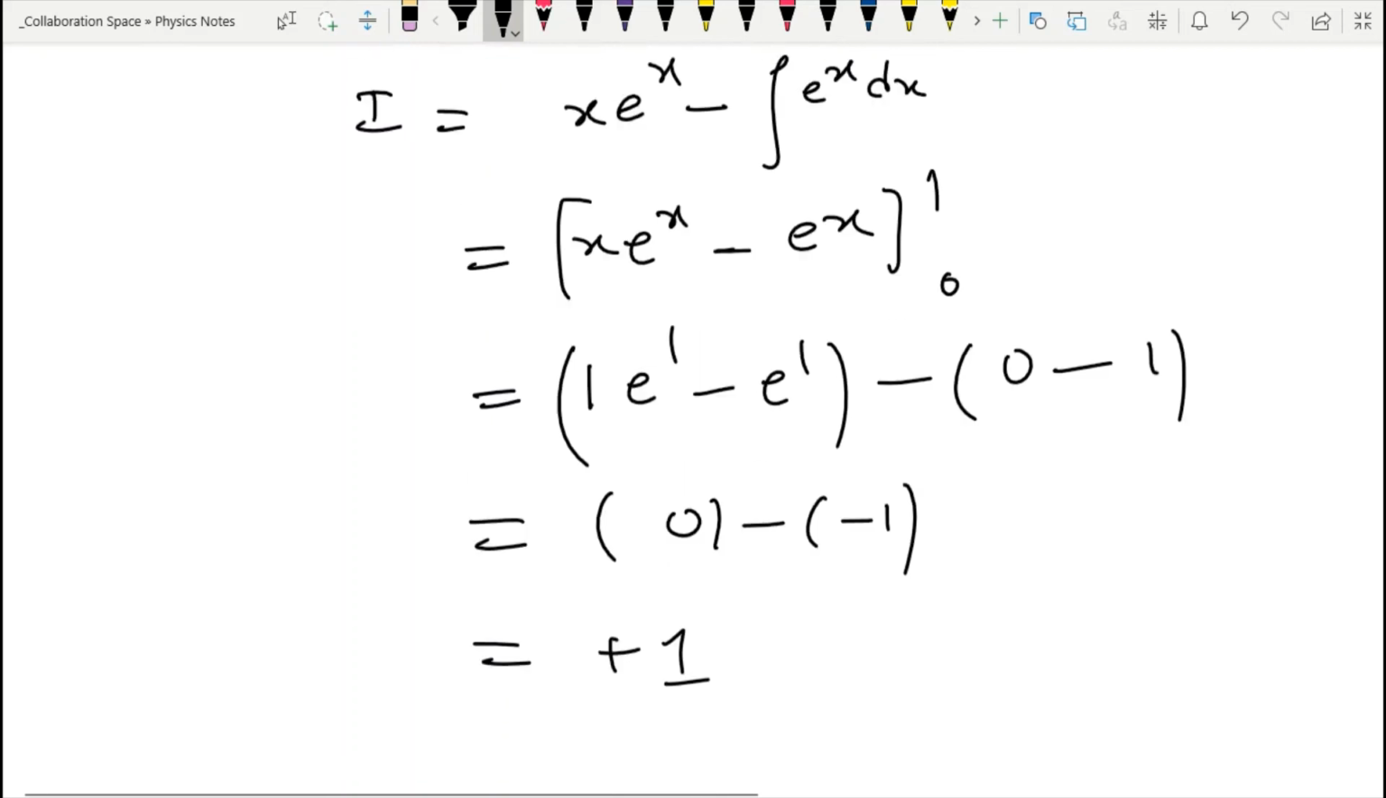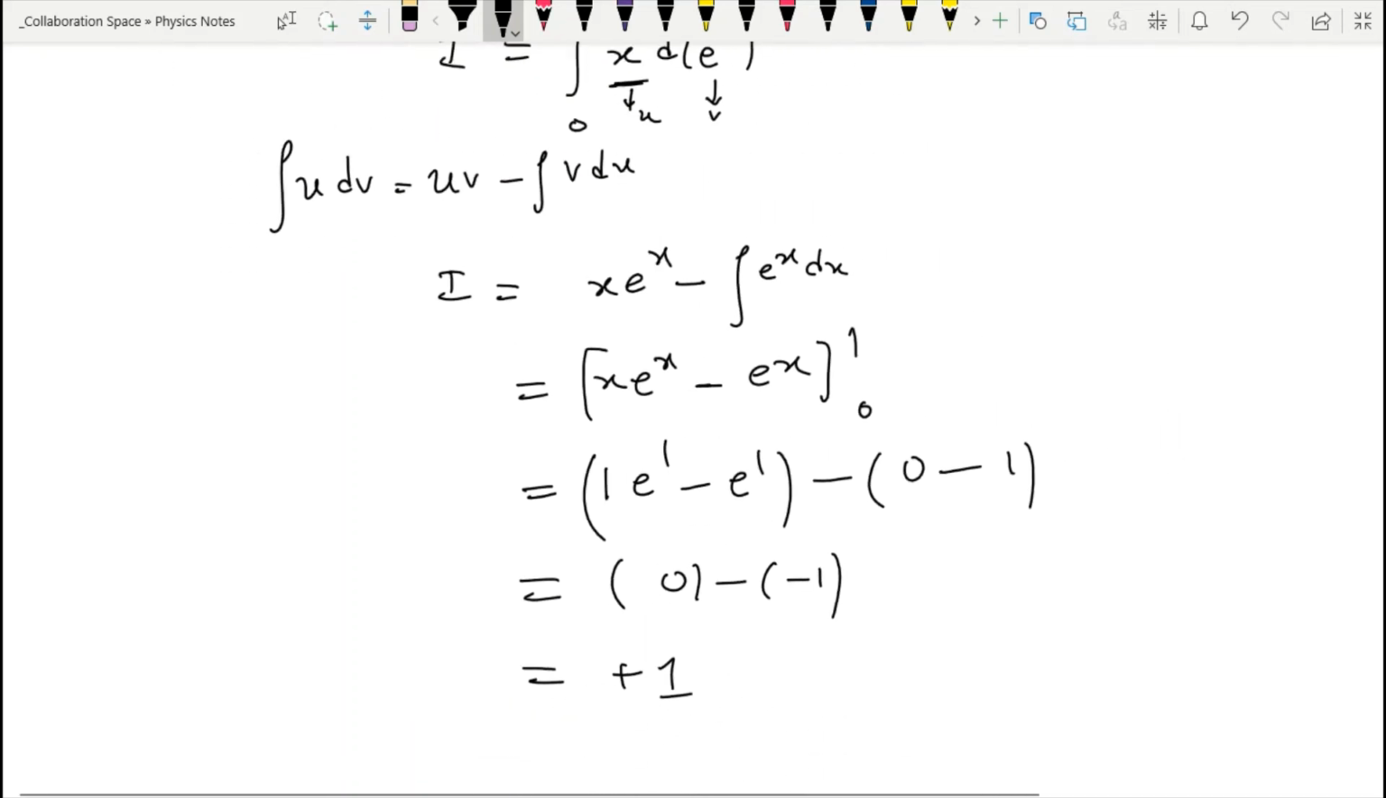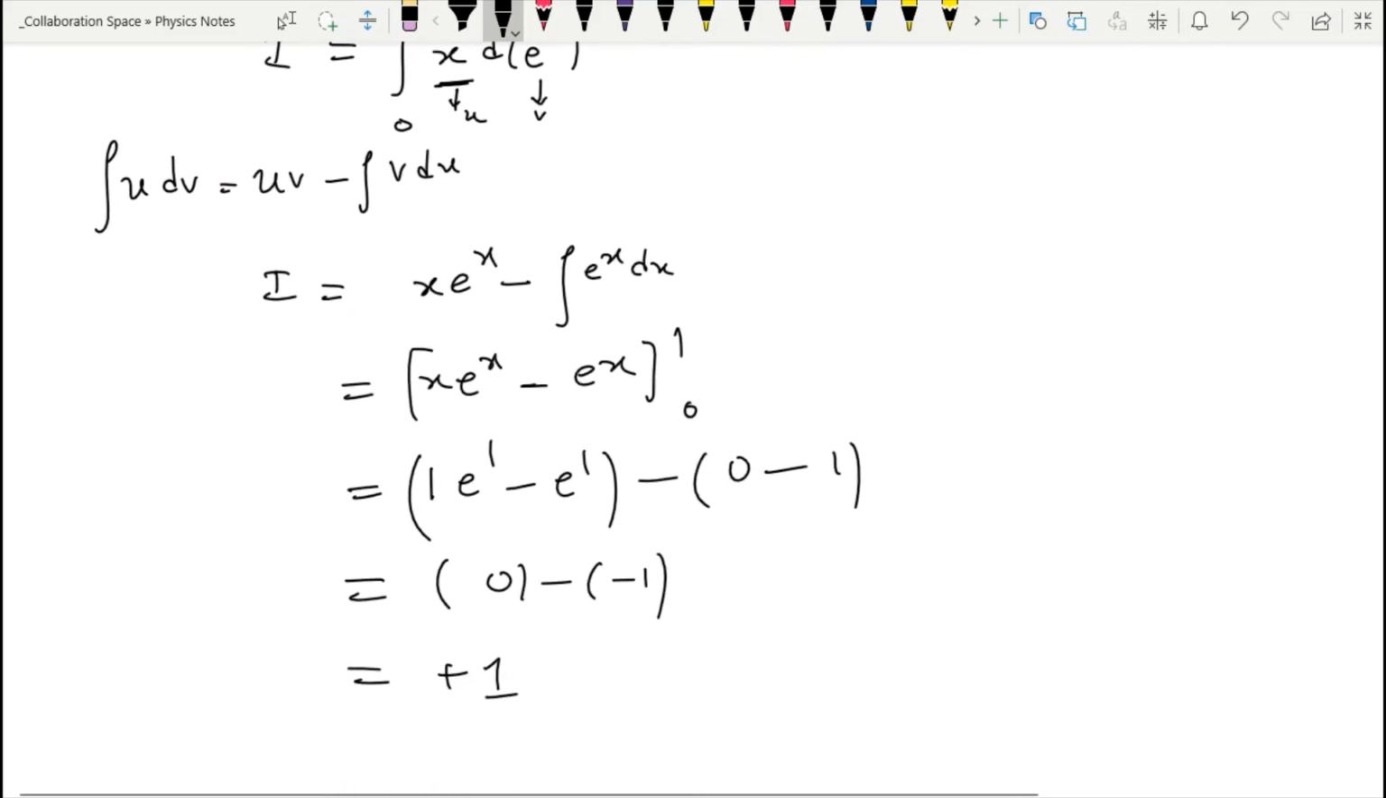Yes, sir. So in this way we can do integration by parts. This is integration by parts. I'll explain more in the next class, students, because time is up.